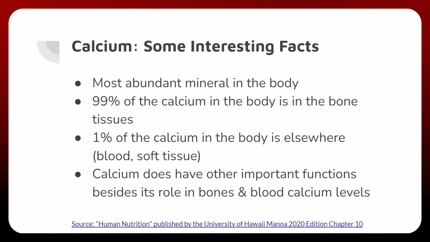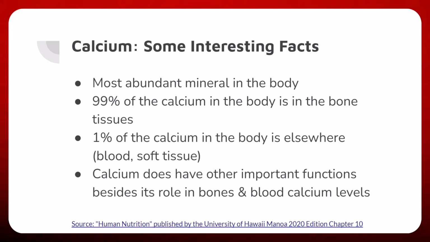The first mineral I'd like to discuss is calcium. Here are some interesting facts about calcium. It's the most abundant mineral in the body. 99% of the calcium in the body is in the bone tissue. 1% of the calcium in the body is elsewhere, like the blood and the soft tissues. Calcium does have other important functions besides its role in the bones and in blood.